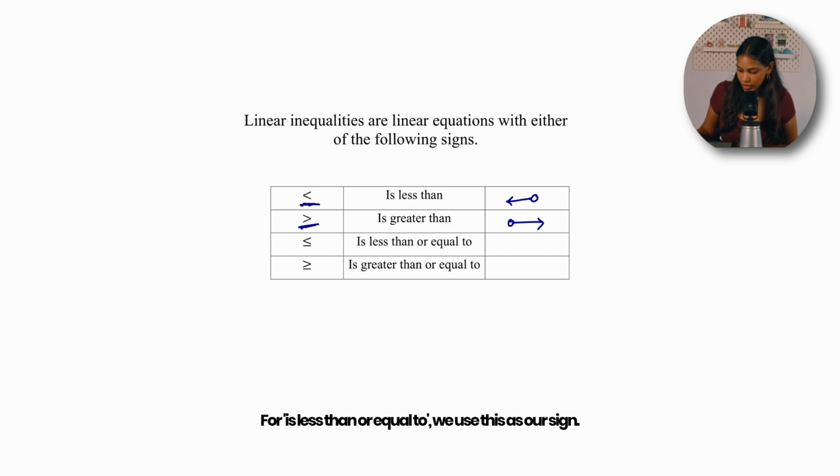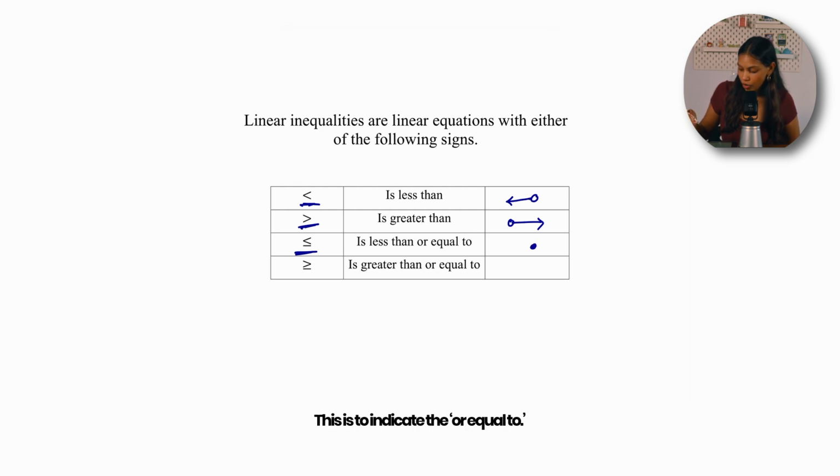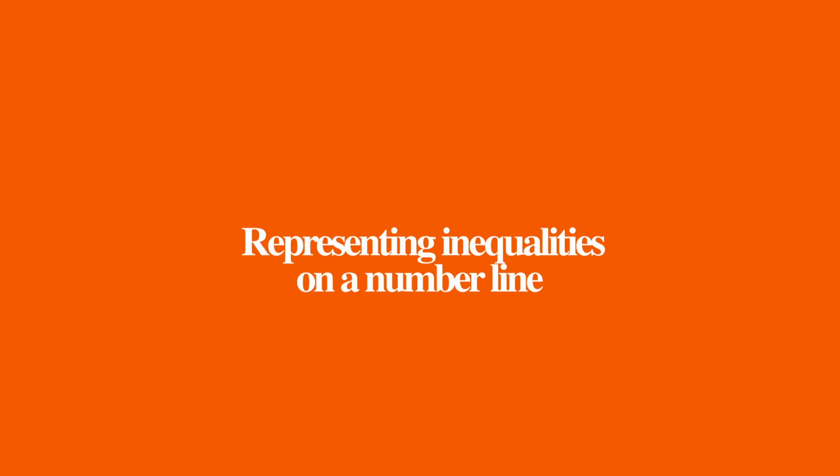For "is less than or equal to", we use this as our sign, and to represent it on a number line, we now have to start using a closed circle. This is to indicate the "or equal to". And for "is less than", as usual, our arrow to the left. For "is greater than or equal to", we use this sign and a closed circle with an arrow to the right. So now let's look at examples and how to represent them on a number line.